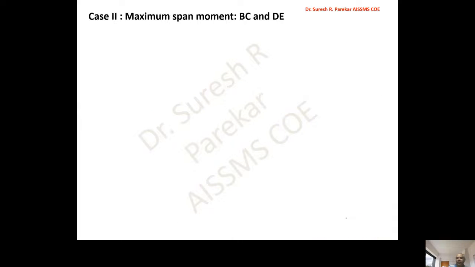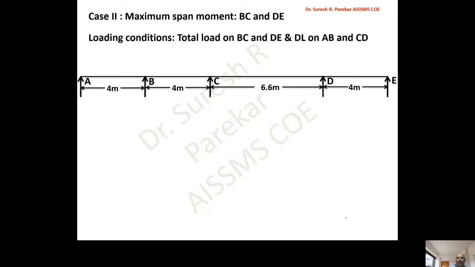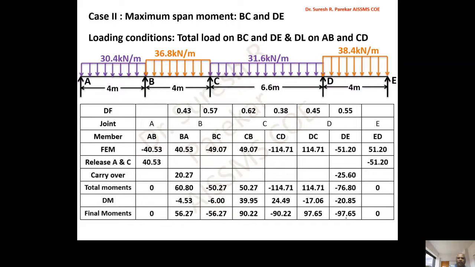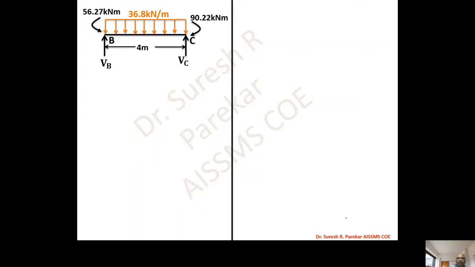Now we can have the same loading for BC and DE. So we have total load on BC and DE and dead load on AB and CD. In the same way, we have to calculate these values, and by using the moment distribution table, we are going to get the support moments.